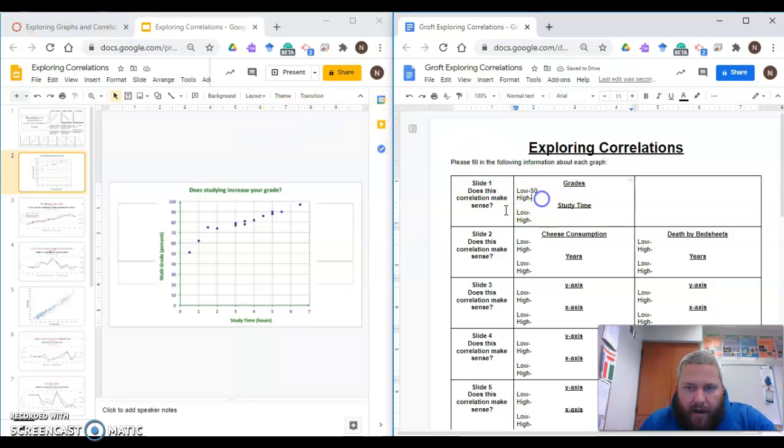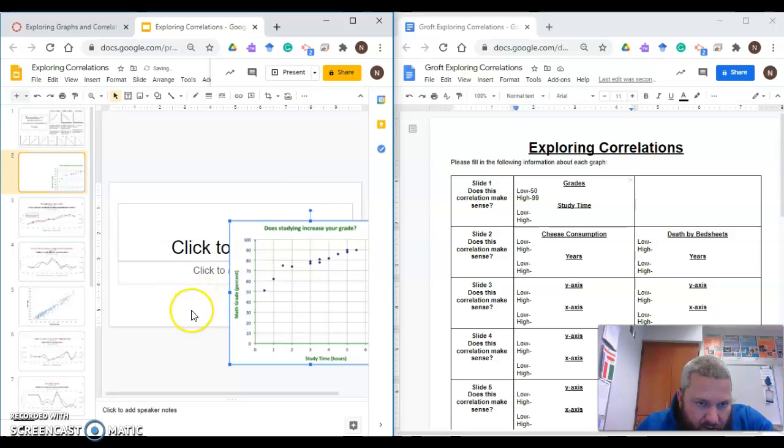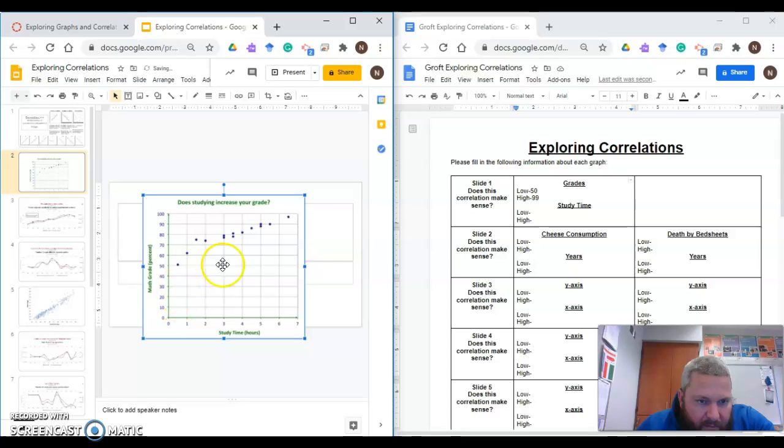If we're going to look at our highest score, that looks like it's probably about, we'll be generous and call that, a 99. And then we're going to look at our study time. Well, what was our lowest amount of study time? Looks like that was maybe a half hour. So we could say 0.5 hours. And what was our highest? Looks like it might be about 6.5, so 6.5 hours.